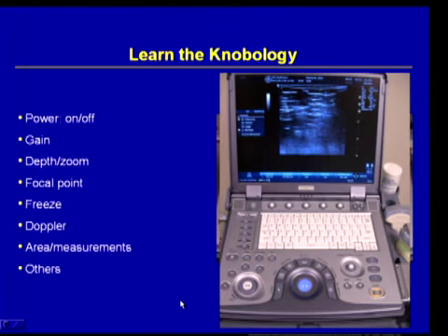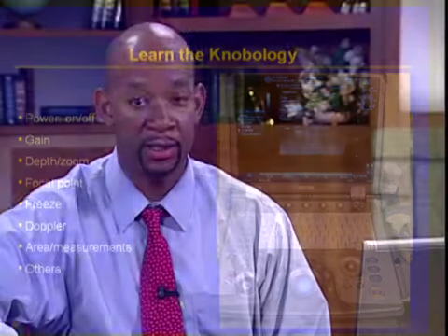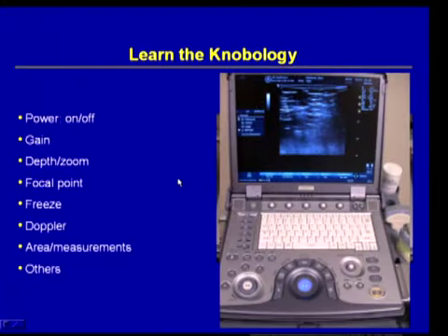The other key thing to ultrasound is knowing what I call the knobology. In other words, studying the knobs on your machines, learning how to use those. There are a number of ones that are common, and there's some others that are specific, and we'll talk about those that are unique to the Logic E. For example, of course, like all electronic equipment, there will be a power on and off switch, knowing where that is. Then also changing the gain.